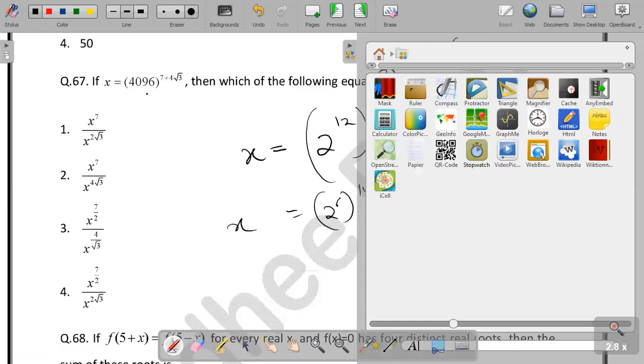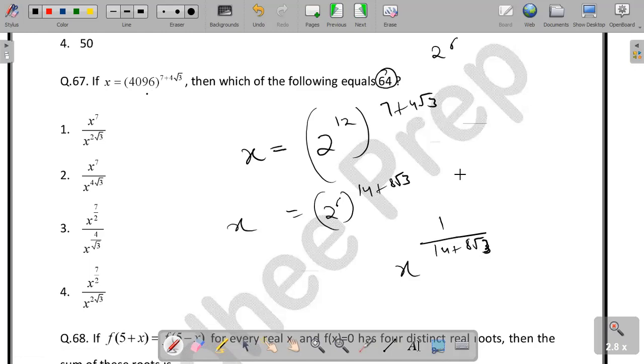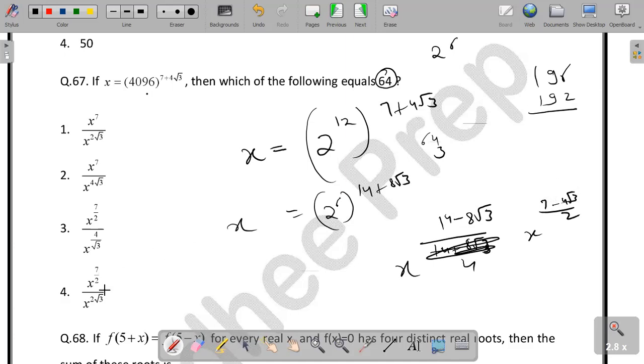Let's see. Okay, let's not use the calculator. Instead, we can do 14 minus 8 root 3 divided by 196 minus 192, 64 into 3 should be 4. So we will remember 4. If I now further simplify this, that is 7 minus 4 root 3 by 2. ठीक है. 7 by 2 minus 2 root 3. This should be the answer. Fine. Perfect.